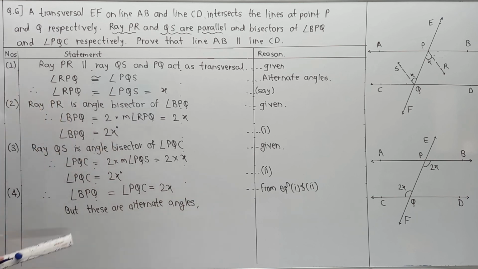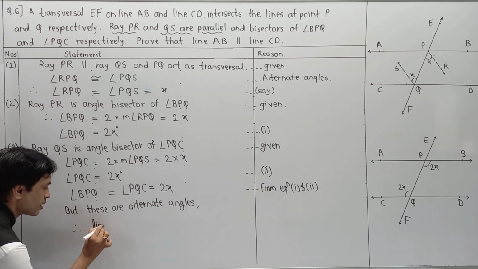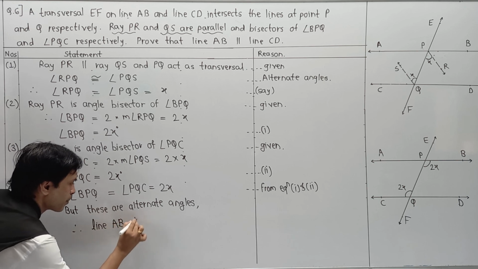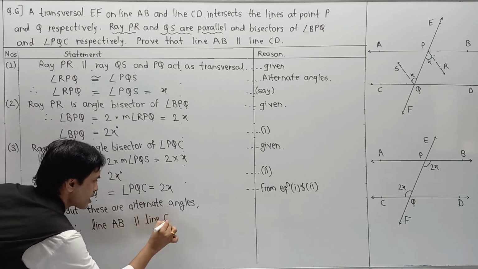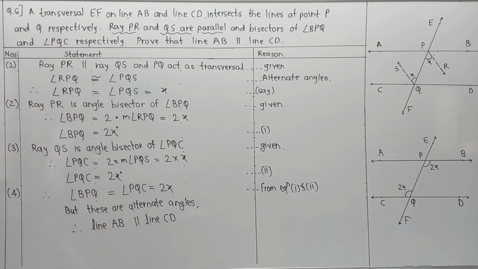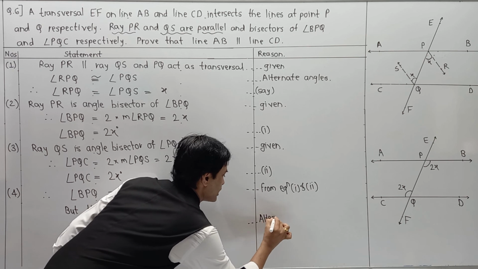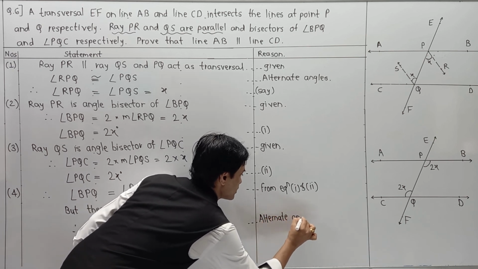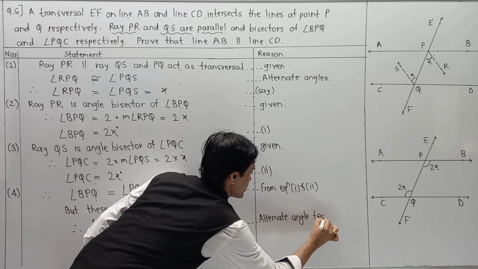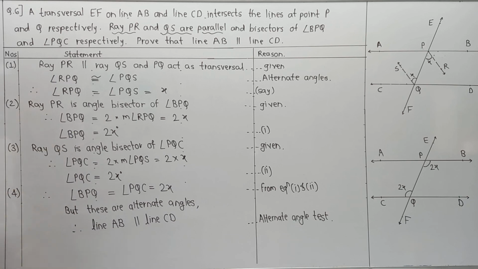As these are alternate angles and these are congruent, then we can say that line AB is parallel to line CD. Therefore, line AB is parallel to line CD, and we can have the reason: by the alternate angle test for parallel lines. And in this way you can complete your entire proof.